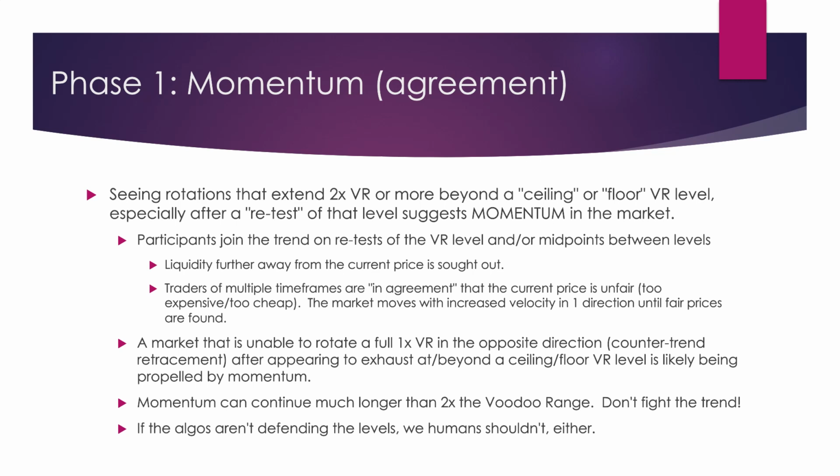range or at the midpoint, and they are seeking out liquidity further away from the current price. And they do this, in my opinion, because traders from multiple time frames are in agreement that price currently is unfair. It's either too expensive or too cheap. So the market needs to move away, usually at high velocity, in just one direction, since they all agree on that direction until more fair prices are found.